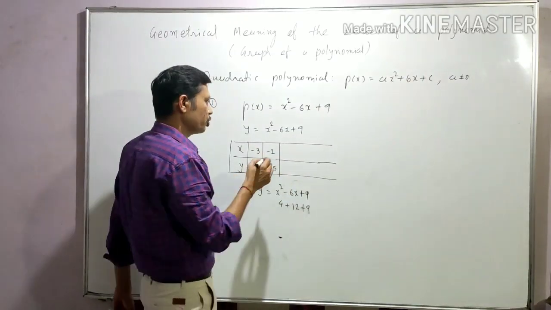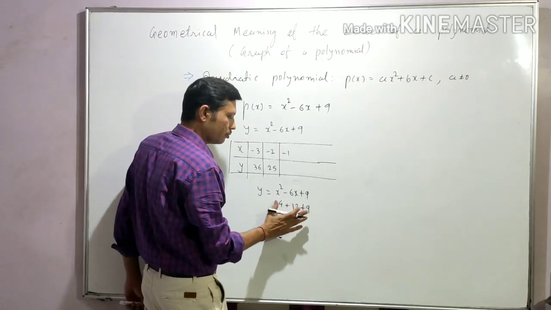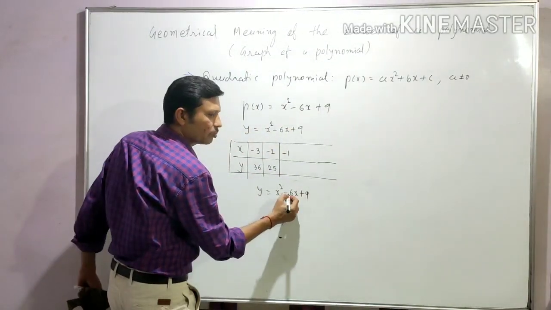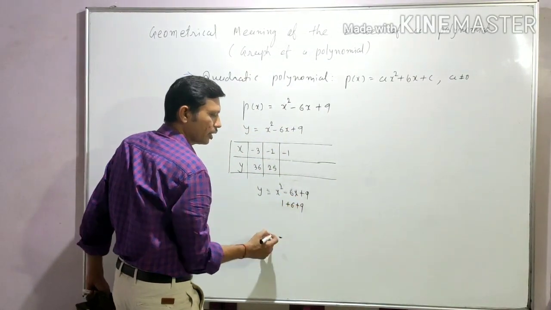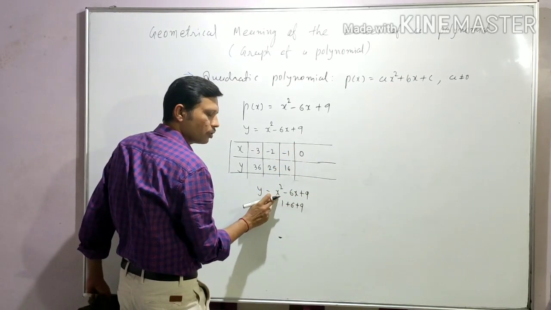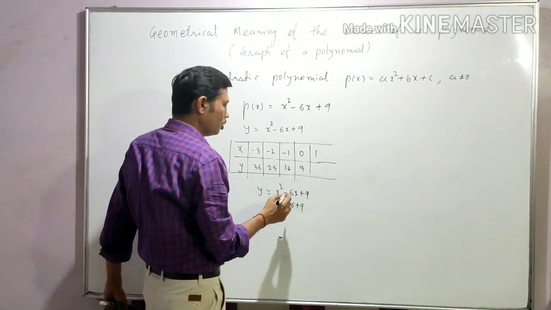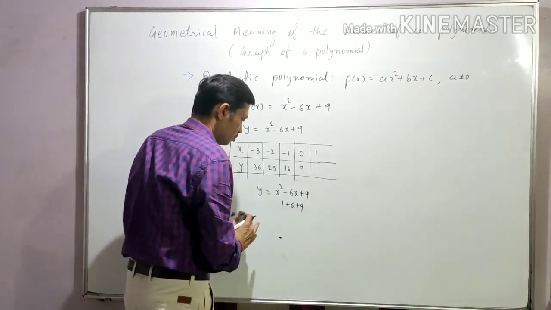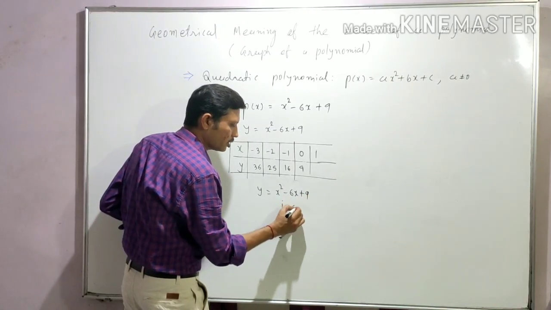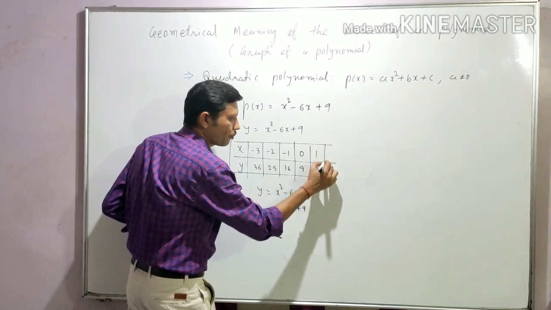Suppose further I am taking minus 1. When I take minus 1 here, minus 1 the square, plus 1, multiplied with minus 6, plus 6, and plus 9. So this overall answer is 16. Suppose I say 0. So this one is 0, this one is 0, remaining is only 9. Suppose I say 1. So 1 I replace here, so it's 1, then minus 6 and 9. 1 minus 6 plus 9, minus 5 plus 9, it becomes 4.